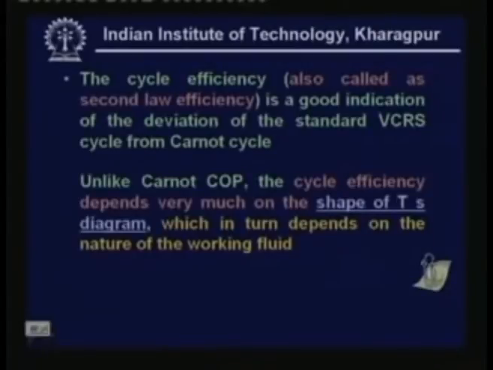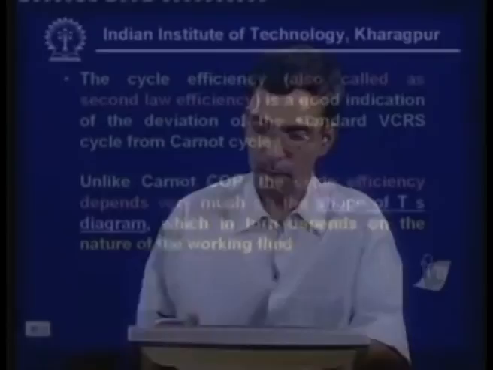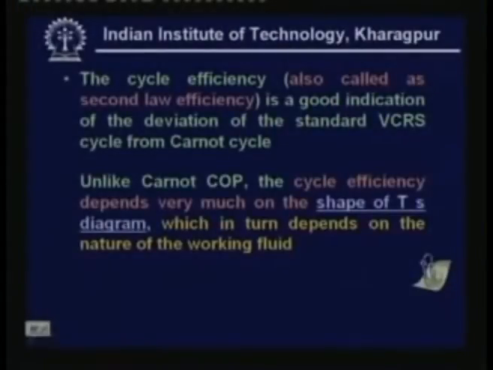We have seen that the COP of a Carnot system is a function of the heat source and sink temperatures only, and it is independent of the nature of the working fluid. But you find that the COP of a standard vapor compression refrigerant cycle also depends upon the shape of the vapor dome on the TS diagram, which in turn depends upon the nature of the working fluid. Okay, how is it? Let me explain that with the help of the TS diagram.